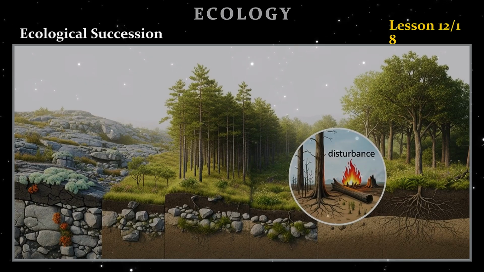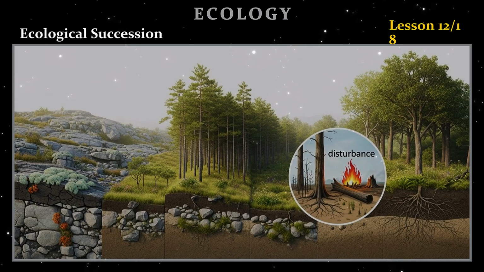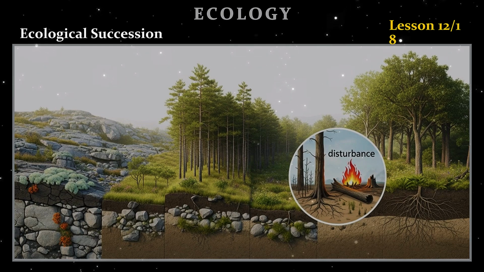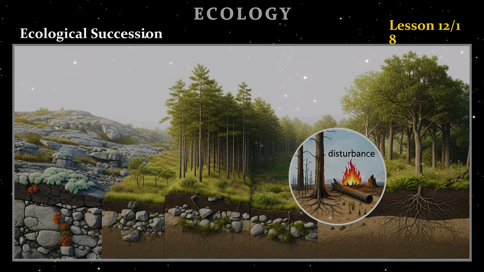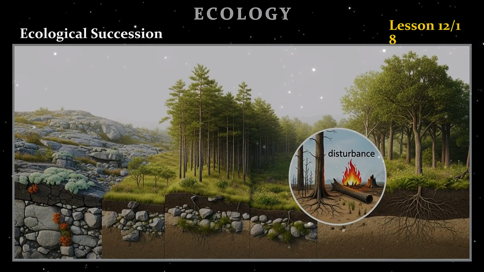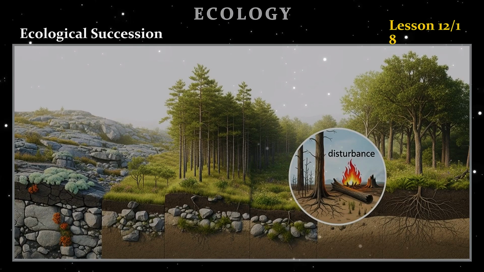Let us look closer at the mechanism of this change. Why does one species replace another? It is often because the early species alter the environment in a way that makes it worse for themselves but better for their successors. This is called facilitation.